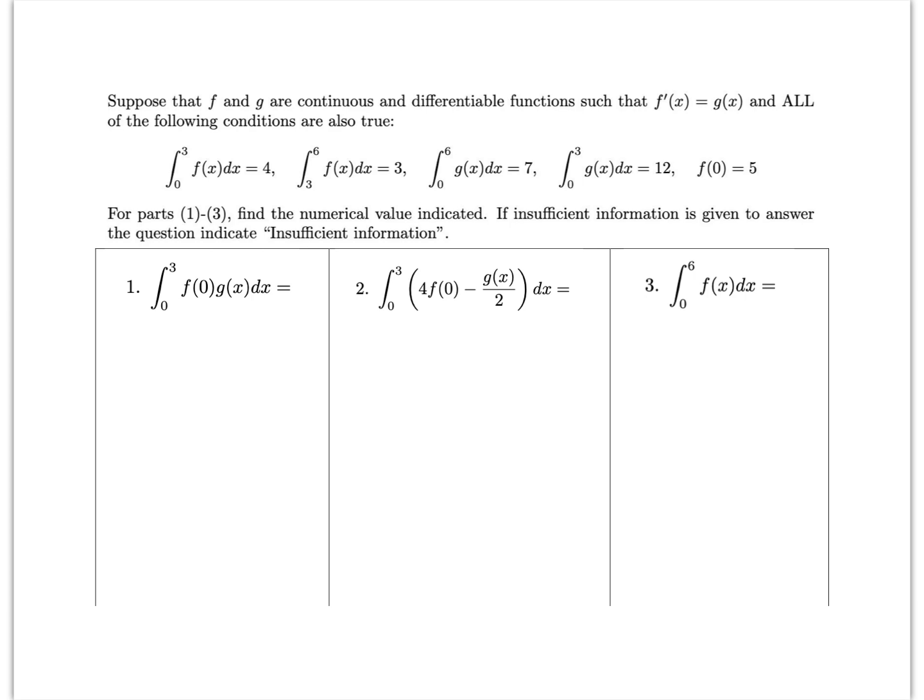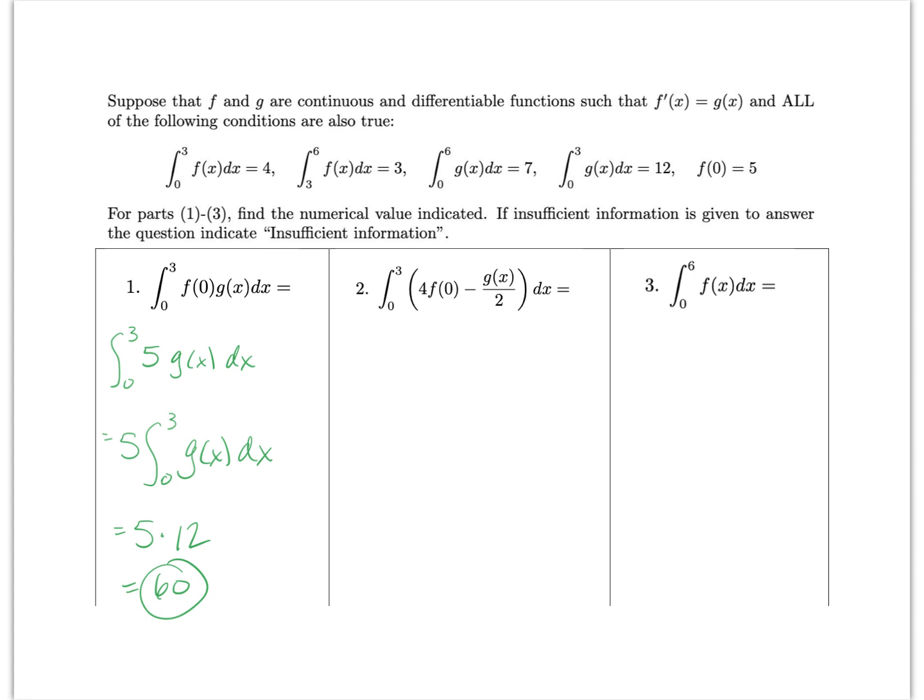They told us that f of 0 is 5. So I can just put a 5 there. This becomes the integral from 0 to 3 of 5 times g of x dx. So this is 5 times the integral from 0 to 3. That's one of our properties of integrals, that if you have a constant multiple, you can pull it out of the integral. So 5 times the integral from 0 to 3 of g of x dx. And do we know the integral from 0 to 3 of g of x dx? We do. It is 12. So this is 5 times 12, which is 60.